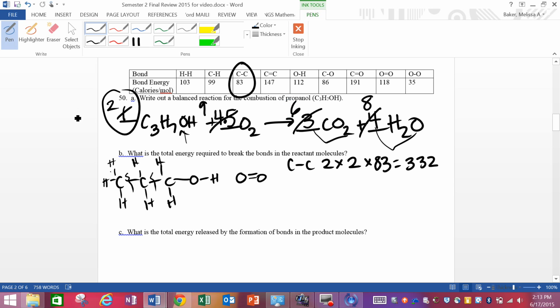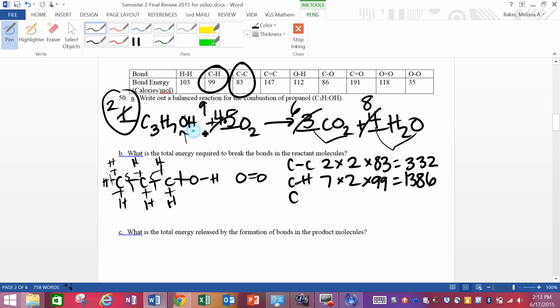Okay, then let's look at our CHs. 1, 2, 3, 4, 5, 6, 7 CHs that need to be broken. Times, there's 7 in each of those 2 molecules, times 99 is how much it takes up here, it says. That's 1386.